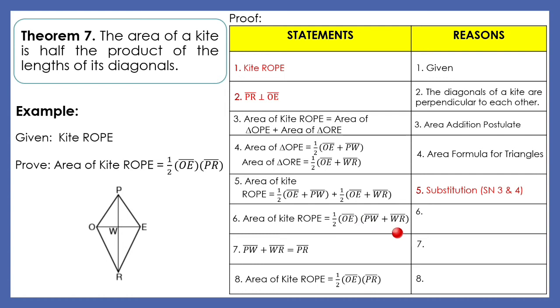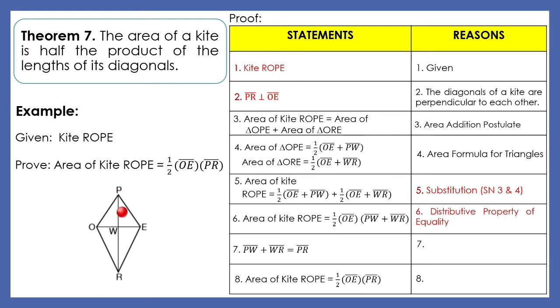So, ang reason natin is by distributive property of equality. Kinuha natin yung common factors nila, 1/2 at saka OE. 1/2 times OE and then yung natira ay pinag-add natin, PW plus WR. For number 7, we have line segment PW plus line segment WR equals line segment PR.